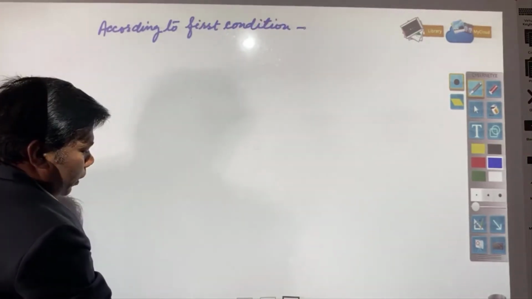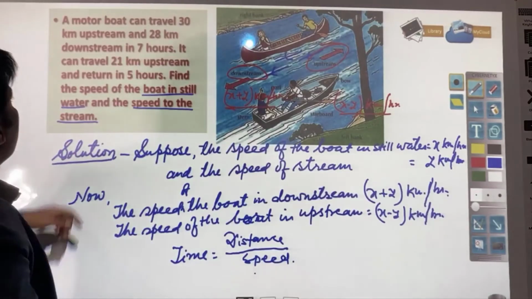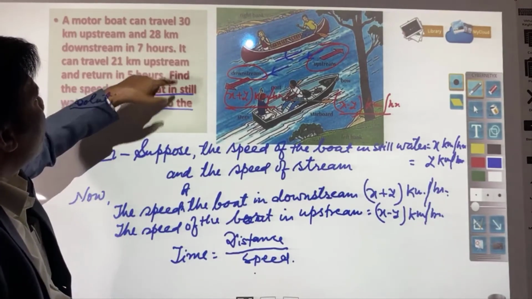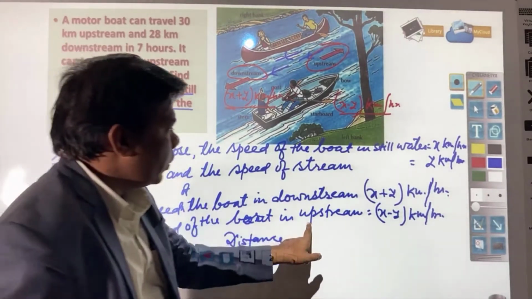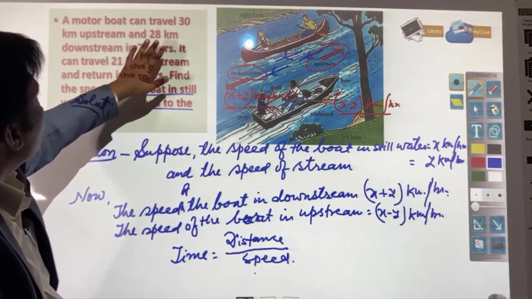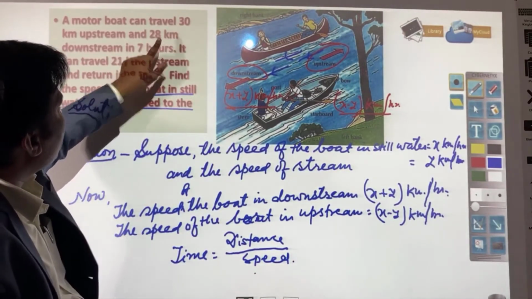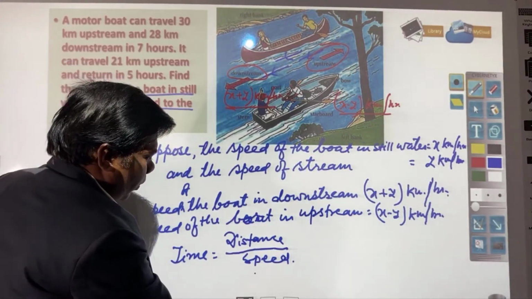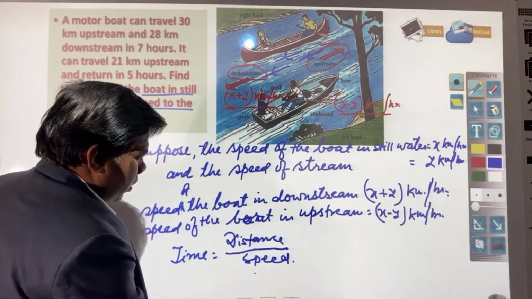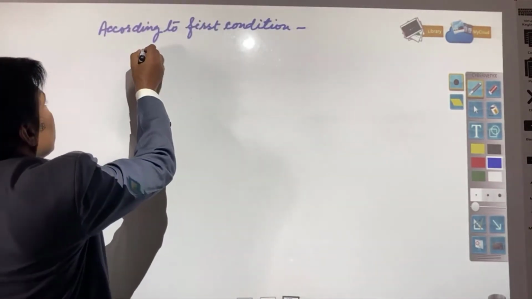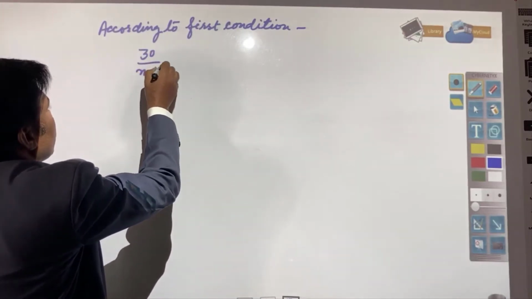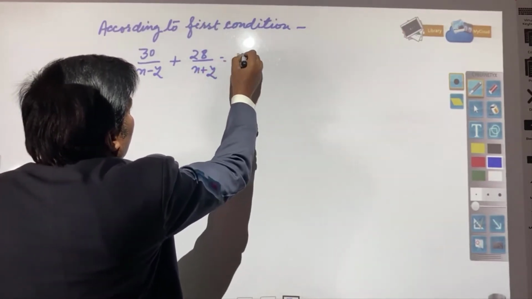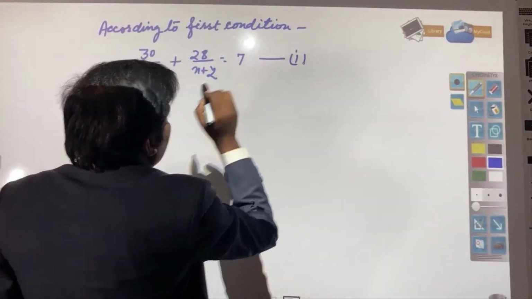Here it has been written a motor boat can travel 30 km upstream. Upstream means x minus y. So 30 by x minus y and 28 by x plus y is equal to 7 hours. So here we will write 30 by x minus y plus 28 by x plus y is equal to 7. So this is, suppose, the first equation.